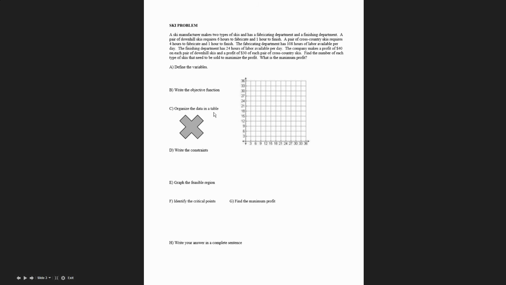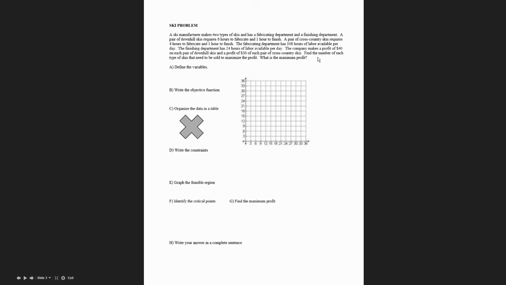So the next problem. A ski manufacturer makes two types of skis and has a fabricating department and a finishing department. A pair of downhill skis requires 6 hours to fabricate and 1 hour to finish. A pair of cross-country skis requires 4 hours to fabricate and 1 hour to finish. The fabricating department has 108 hours of labor available per day. The finishing department has 24 hours of labor available per day.